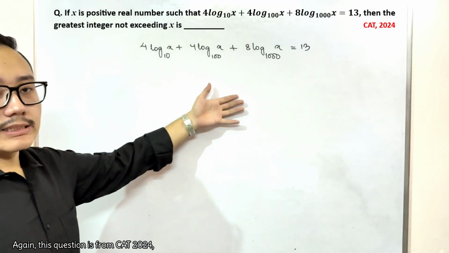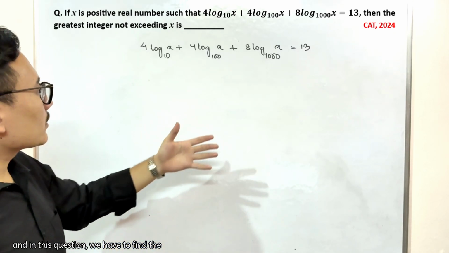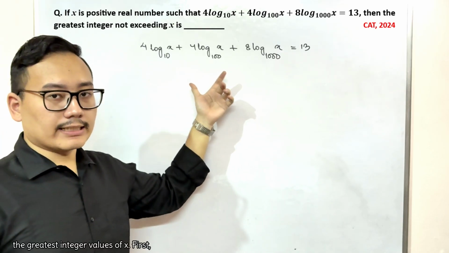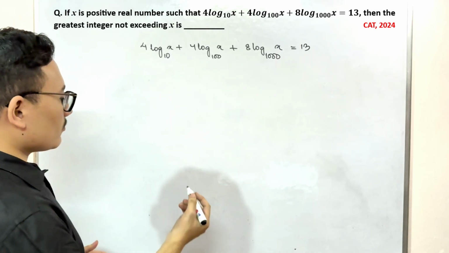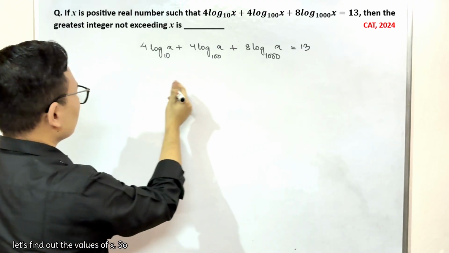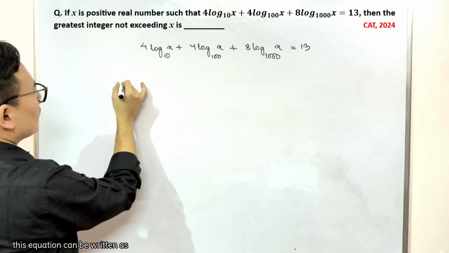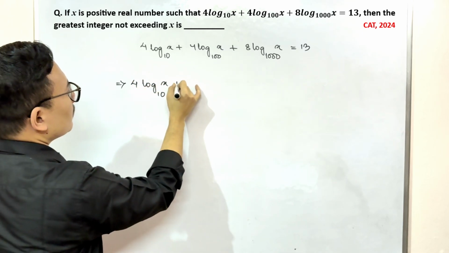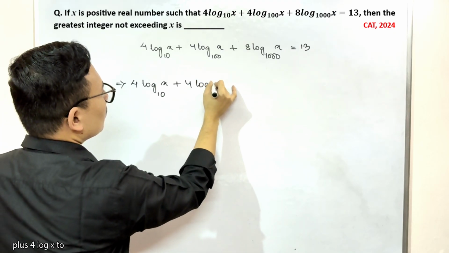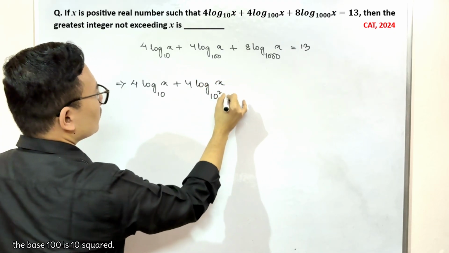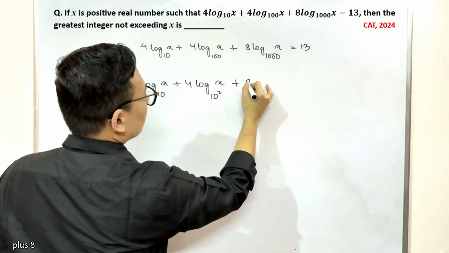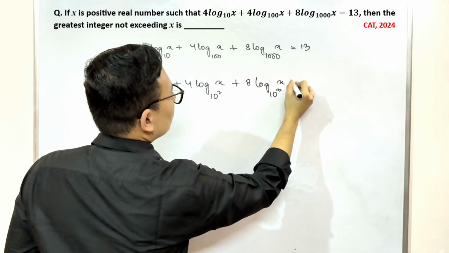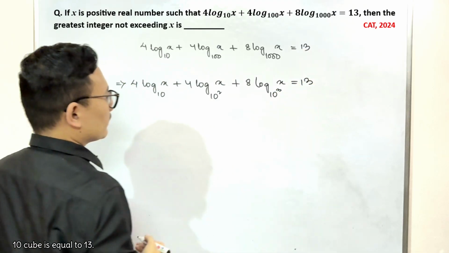Again, this question is from CAT 2024. And in this question, we have to find the greatest integer value of x. So first, let's find out the value of x. So this equation can be written as 4 log x to the base 10 plus 4 log x to the base 100, which is 10 squared, plus 8 log x to the base 10 cubed is equal to 13.